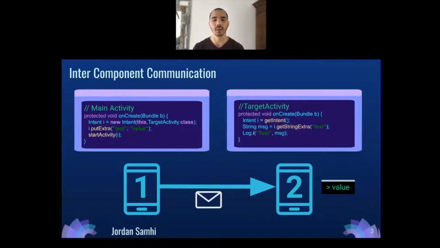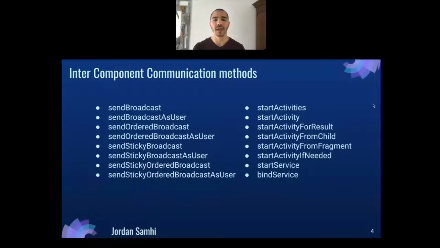How is it performed? Here on the left, you can see the code of a main activity and the code of a target activity on the right. We just instantiate a new intent by specifying the target, here an explicit target, which is the target activity. And we can set some value into this composite object, the intent. And to communicate with the target activity, we call an ICC method, and ICC stands for intercomponent communication. Here the method is startActivity. It is not an explicit call to the onCreate method of the target activity, but the system will resolve this link.